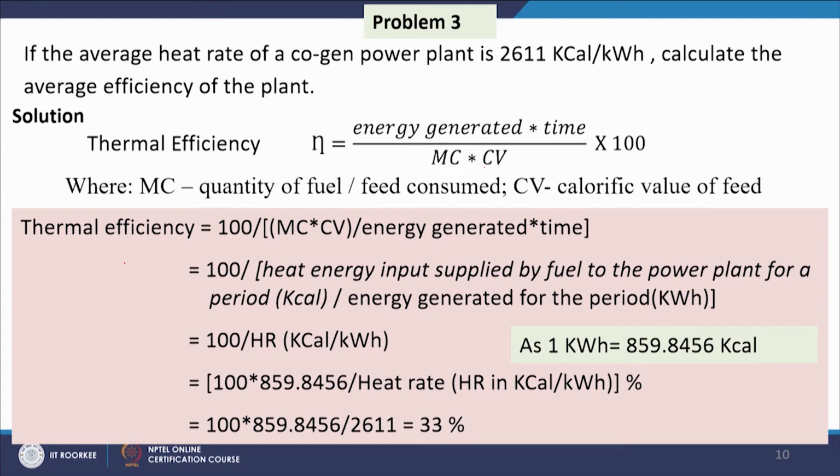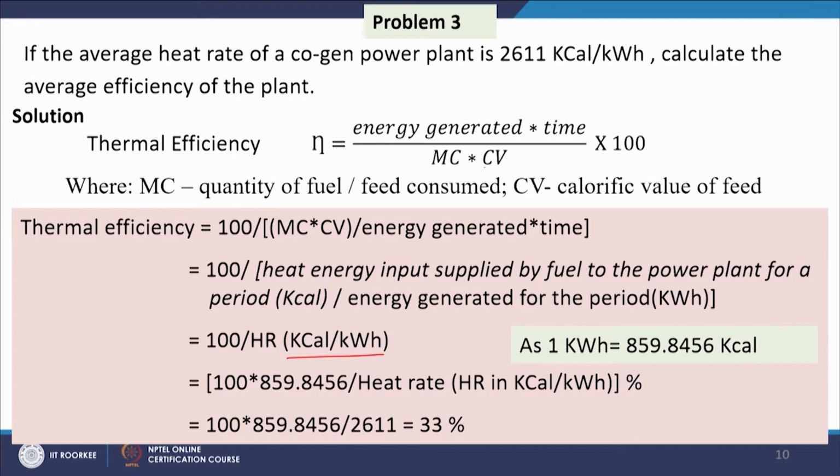So, now this efficiency we can write as 100 divided by MC into Cv divided by energy generated into time. And this term is nothing but heat energy input supplied by the fuel to the power plant for a period, in kilocalorie, divided by energy generated for the period, in kilowatt hour. This is electrical energy and this is heat energy. So, this ratio is what we are getting by this term. So, this is called heat rate, in the unit kilocalorie per kilowatt hour.